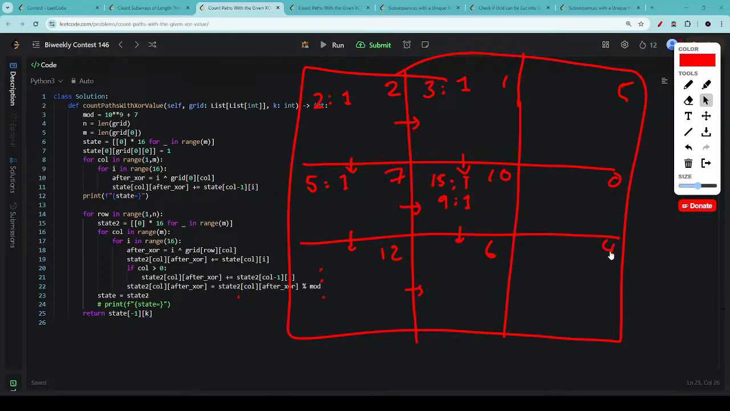Solution looks good. I use a 2-dimensional array. Yeah, you can use a 2-dimensional array also. I use 2 rows, so I save a bit of memory.